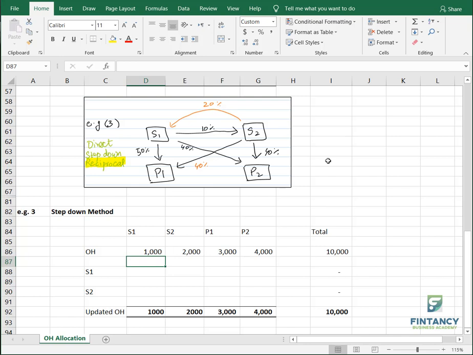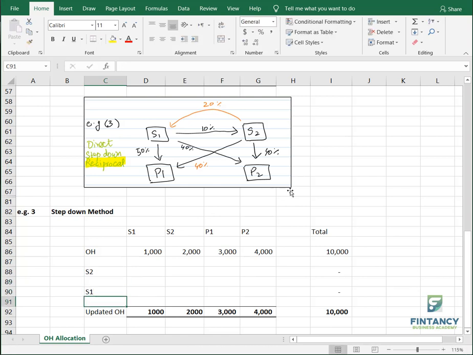If examiner is silent, you will select that service department which has more overheads. Which service department you will select? Which has more overheads. In this scenario, which service department has more overheads? Very nice. So we will start from S2, not S1. Got the story, everyone? Very nice. So my friends, let's start with the S2 first. Then we will go with S1.